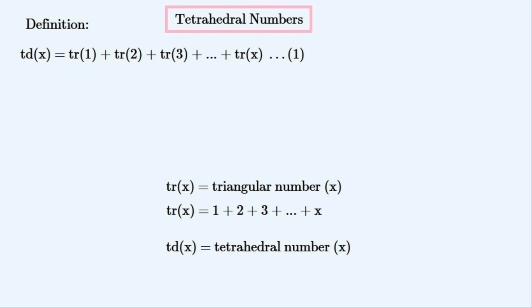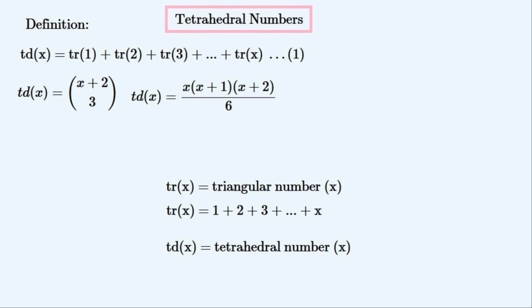The xth tetrahedral number is given by this equation, being the sum of all the triangular numbers. The TR function is the triangular number function, and the TD function is the tetrahedral function. This function is also equal to this combinatorics function. When this combinatorics function is expanded out, we get this formula for the xth tetrahedral number.